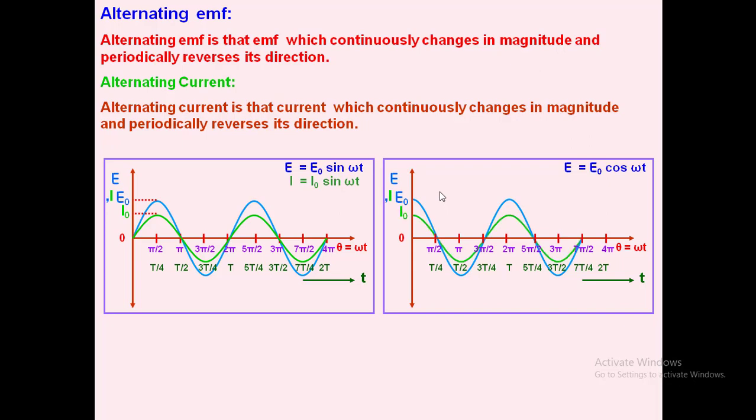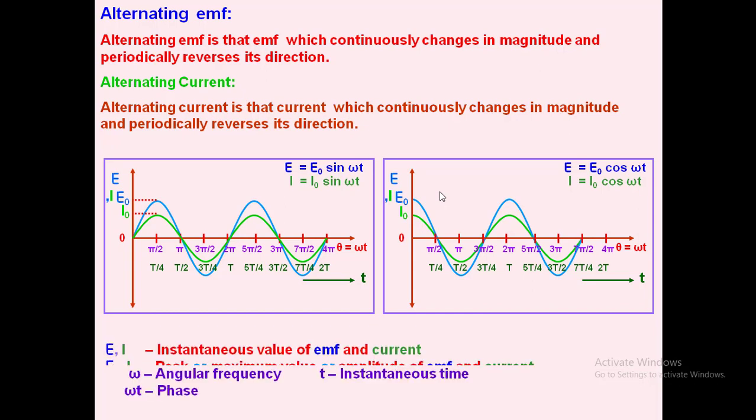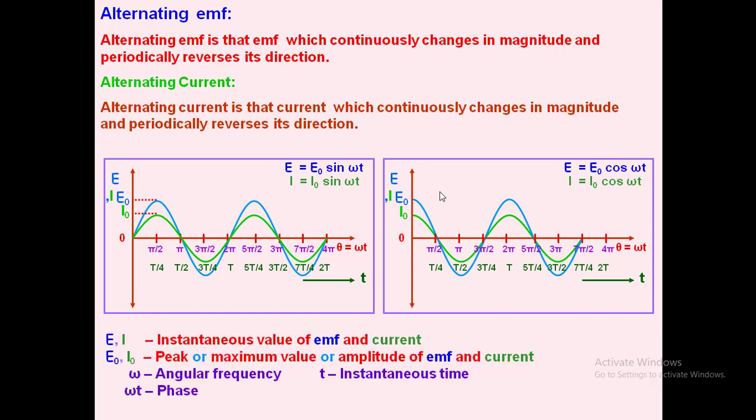This is the current which is going to vary with respect to time, and that is the equation in terms of cos. So E and I represent the instantaneous value of EMF and current. E0, I0 represent the peak or maximum value or amplitude of EMF and current. Omega is the angular frequency, t is the instantaneous time, and omega t is nothing but the phase.